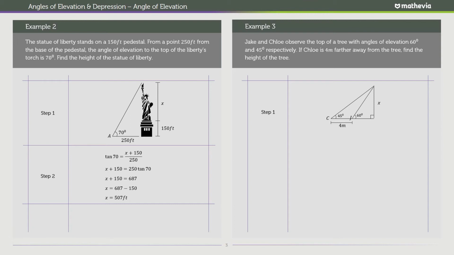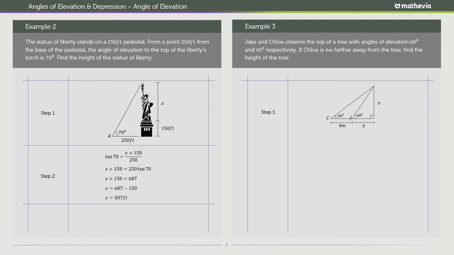We could have done so simply if we knew how far Jake was from the tree, but we don't know that, and we're actually going to call that y. Or if we knew how far Chloe is from the tree, but we don't know that either. We just know that Chloe is 4 meters farther away from the tree than Jake. So how would you go about solving a question like this?